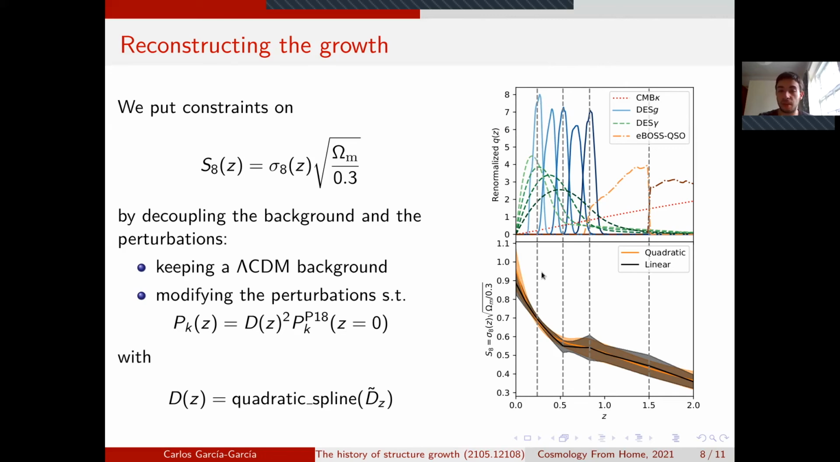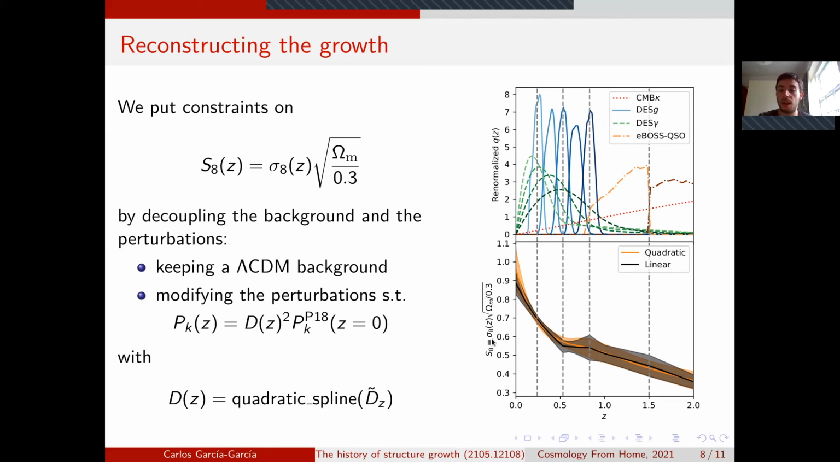The nodes are marked by this vertical dashed line and are located at the peaks of the galaxy clustering distributions. And this is to maximize the information that we can take from this data. We checked adding some more nodes and moving them a little bit, and we found consistent results. We also check, as we can see on the plot on the bottom, what happens if we modify the spline that we are using. And you can see that in the range of redshifts where we have data, all results are compatible. They are not almost altered.